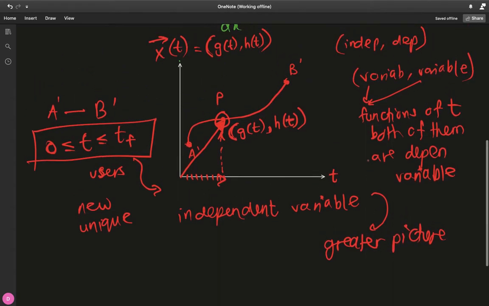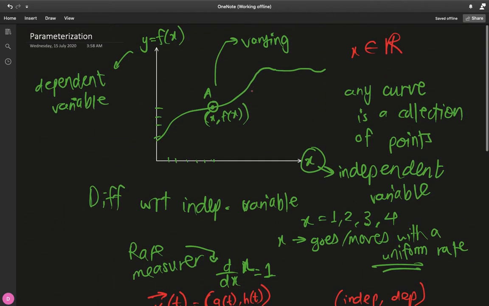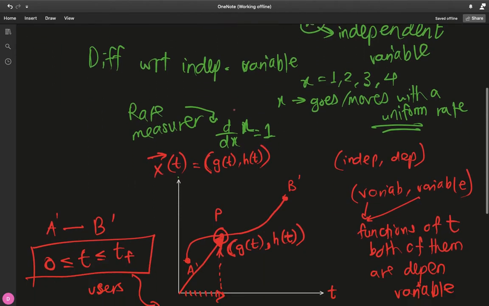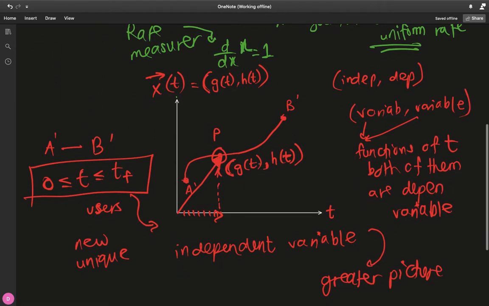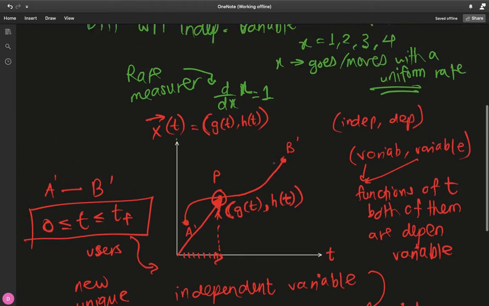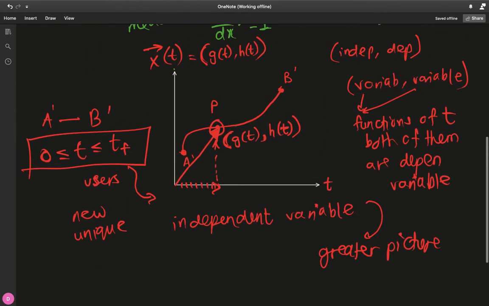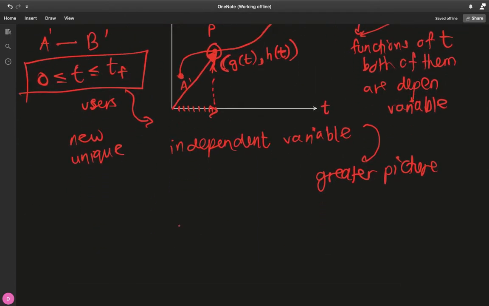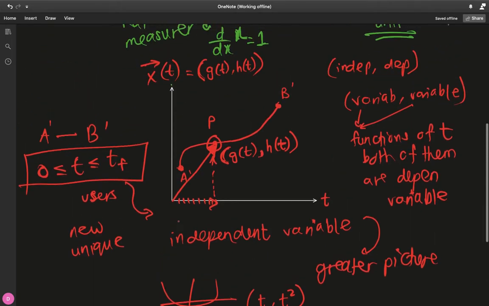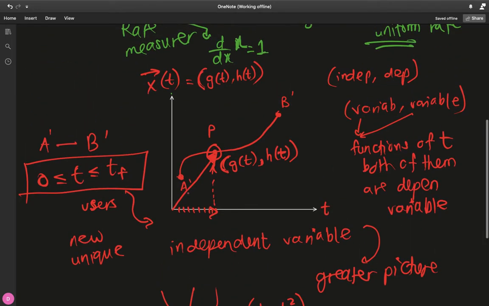And if you want to compare this with our conventional setup, if you let g of t equal t and keep h of t as it is, you get the conventional picture. You can have parameterizations like this. Say if you want to parameterize a parabola, you would have t comma t squared as the parameterization. But I'm making a video on how to parameterize separately.